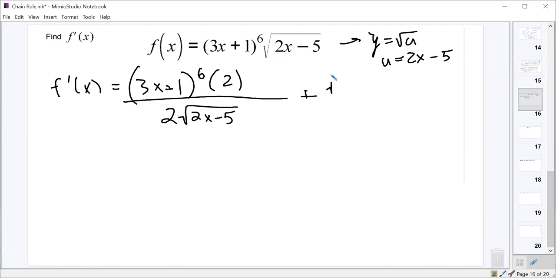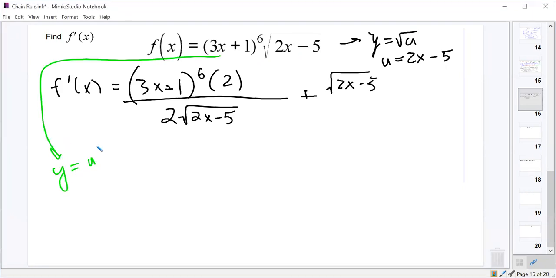And then the second half should be root 2x minus 5 times the derivative of 3x plus 1 to the 6th. And the derivative of 3x plus 1 to the 6th, I'll just write this over here. That's y equals u to the 6th, with u equal to 3x plus 1. So that derivative should be 6u to the 5th. So there's my 6. And u is 3x plus 1 to the 5th. And then times the derivative of u, so times another 3 out in front. Everybody good with that?